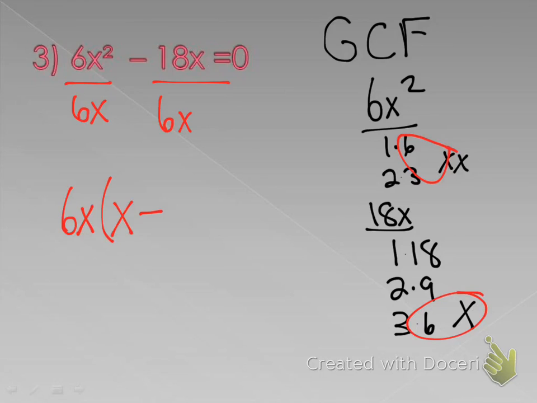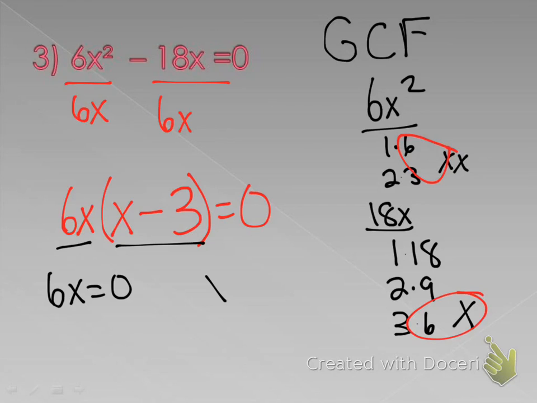Minus 18 divided by 6 is 3. You had an x, but you're taking it out to the front, so just 3, no x. Equals 0. Now you can use the zero product rule. So what am I going to do? 6x equals 0, and x minus 3 equals 0.